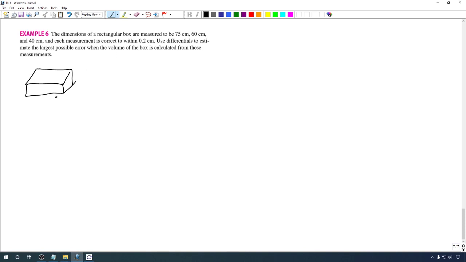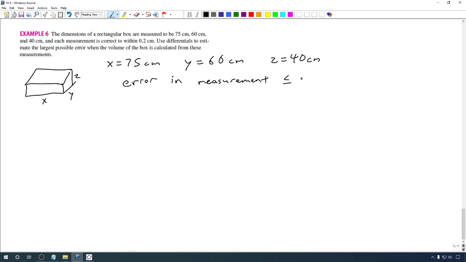The point here is that our box is measured to have our particular values of x, y, and z. X is supposed to be 75 centimeters, y is supposed to be 60 centimeters, and z is supposed to be 40 centimeters. But we're working with the real world, so our measurements may not be exact. Our error in measurement is no more than 0.2 centimeters for each one of these. We're wanting to know how far off from the true volume of the box we would get if we use these values of x, y, and z.